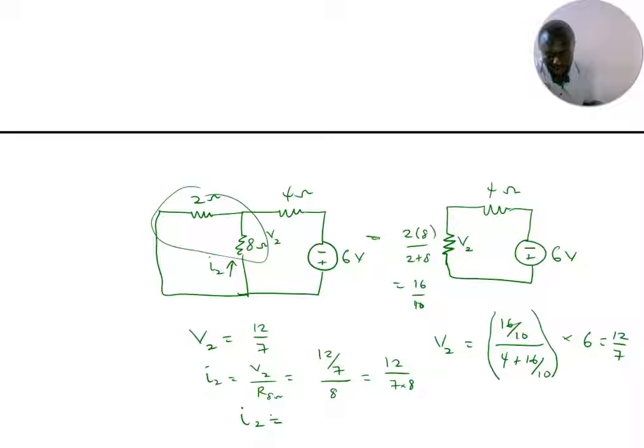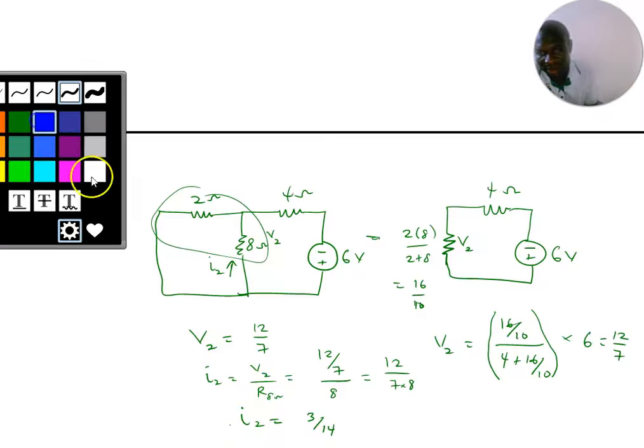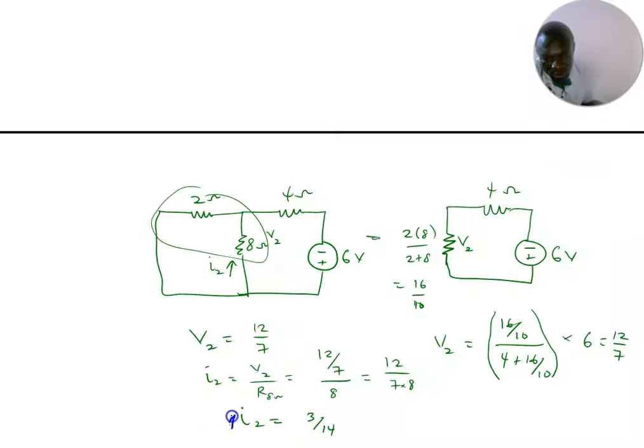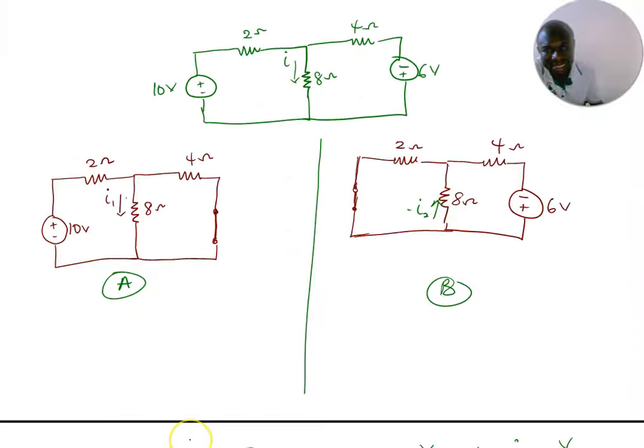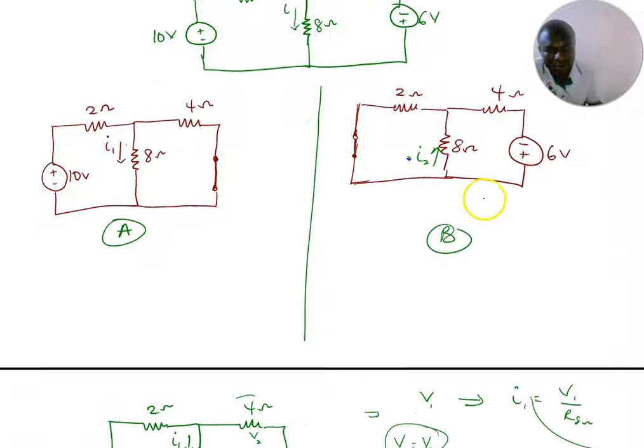What will I2 be? That is 12 divided by 56. And that should give us 3 on 14. Do you get it? So that should give us 3 on 14. So we saw that it's moving what? Upward. That current is also moving what? Upward. So since it is opposite to the main direction, it's going to be what? Negative, like we stated. So I2 is going to be negative.